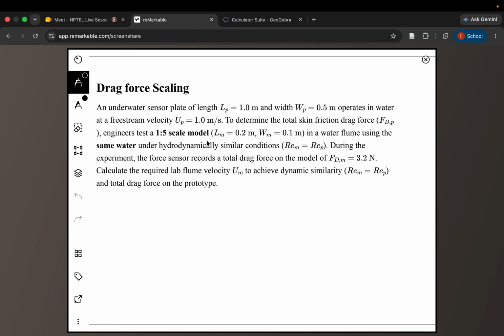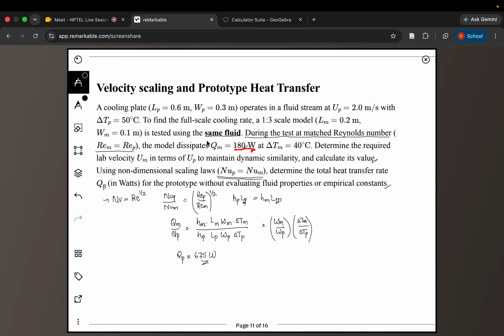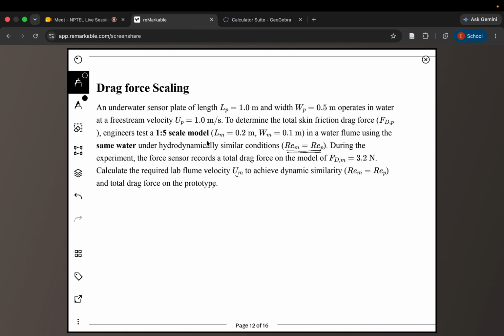So both are under similar fluid, and you have matched the condition that the Reynolds number in your actual case as well as your test case are the same. During the experiment, the force sensor reading on the model is 3.2 Newton. Calculate the total drag force on the prototype. So in the previous problem, we knew the heat transfer rate on the model, and from there we calculated the heat transfer rate on the prototype. Now we will do the same for the drag force.